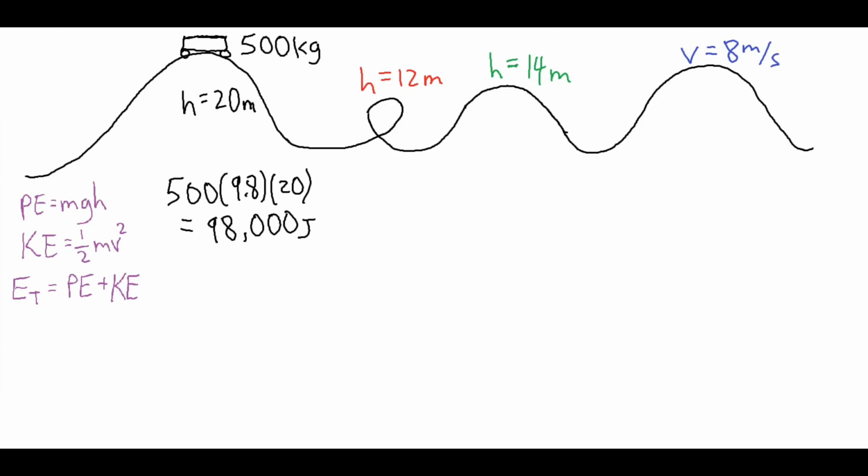Now at this point, although it's probably not completely at rest, it's probably pretty close to it. So we're going to say that the kinetic energy is equal to 0 joules at the top of our very first hill, and we got our potential right here. So if we want our total mechanical energy, which I wrote out over here, E_T equals the potential plus the kinetic, we simply add 98,000 plus 0, which is obviously 98,000 joules.